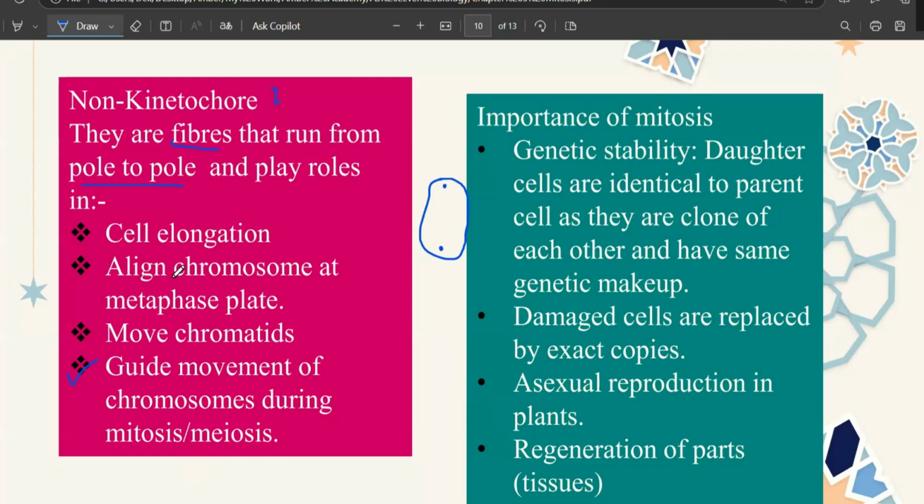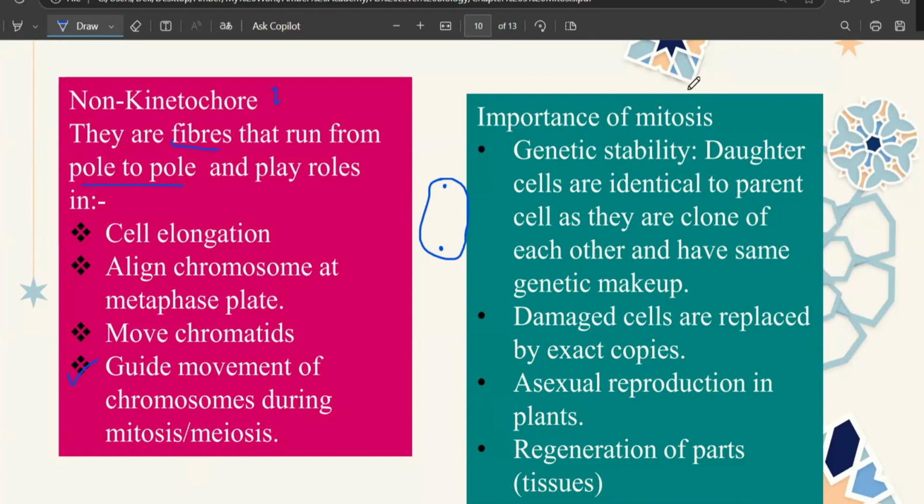And then it's also responsible to align the chromosome at metaphase plate. So it's a similar function that it's guiding the chromosome where it has to place itself, and then it moves the chromatid. So since it's present here, spindle fibers are coming along the poles. So all of this contributes to the movement of chromosome.